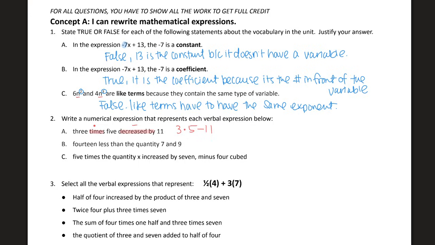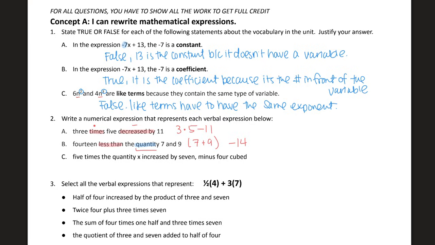The second one says 14 less than the quantity of 7 and 9. So remember that when we see the words less than, that means it's going to be written in reverse, meaning we're going to minus 14 at the end. And when it says the quantity of 7 and 9, that means we're going to add together 7 and 9. So 7 plus 9, and then we're going to do 14 less than that. So 7 plus 9 in parentheses minus 14.